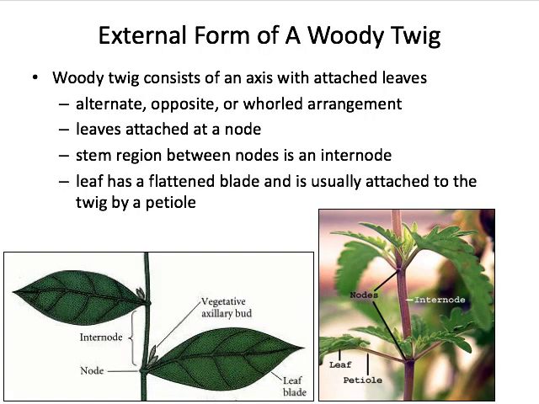So first, some review. We have seen these terms previously in the semester, but we want to go over these one more time in the context of our stems lecture. When we look at a woody twig, we can say that the woody twig consists of a central axis with attached leaves, and we know that the leaves attach at the nodes. This leaf arrangement can be said to be alternate, opposite, or whorled, and the space between the nodes is called the internode. Finally, the leaf has a flattened blade and is usually attached to the twig by a petiole.